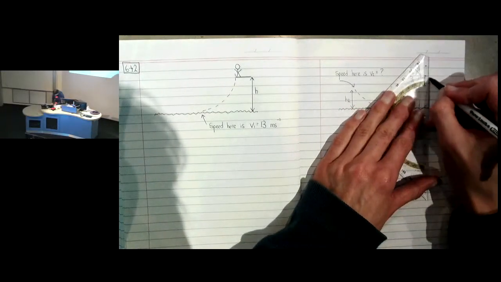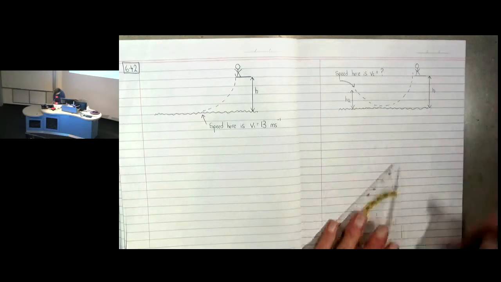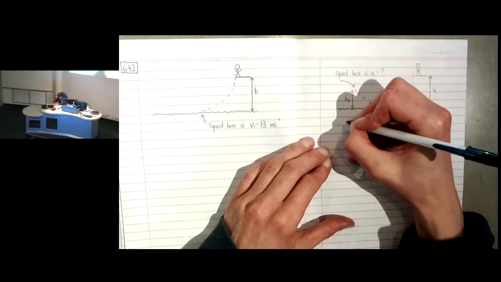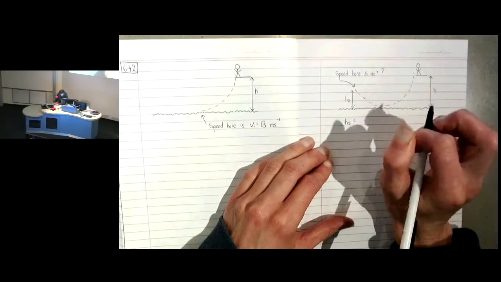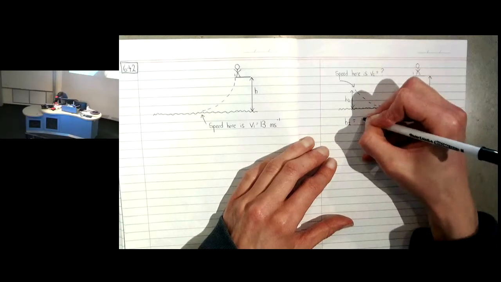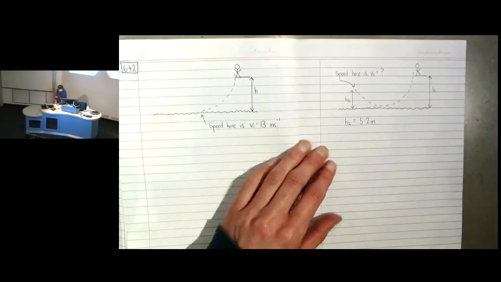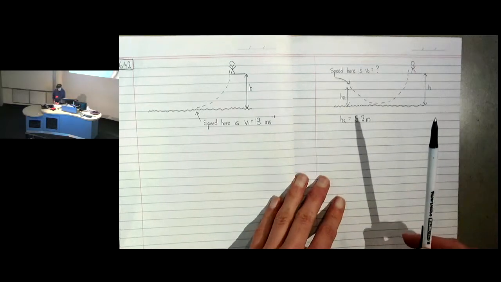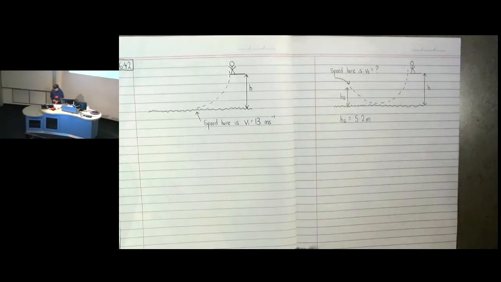Now, the height of the cliff will presumably be the same as it was in the first case. But here we're also told what h2 is. h2, the point at which he lets go the second time round, is 5.2 metres. And from this information, they want us to figure out what the speed of this guy is when he lets go at this point.